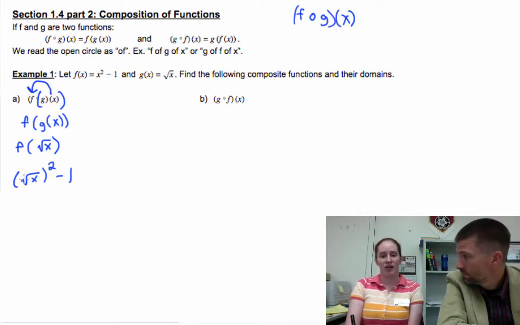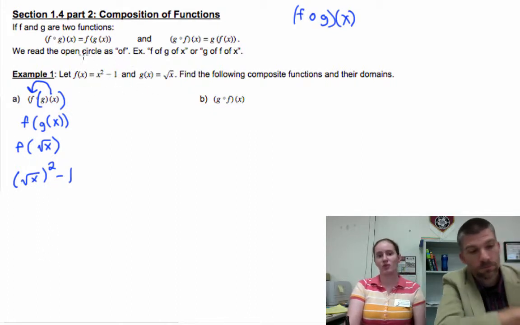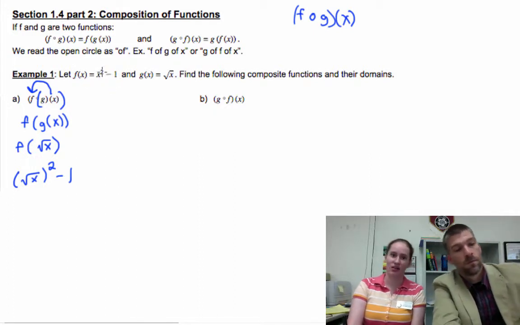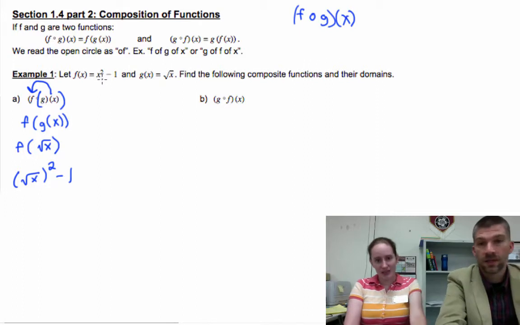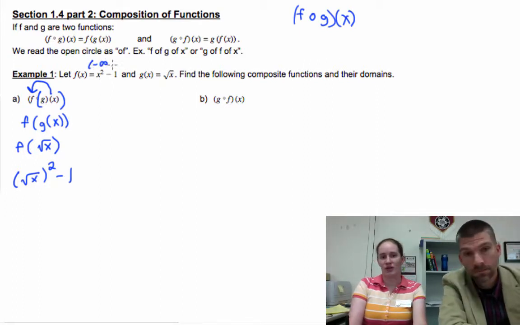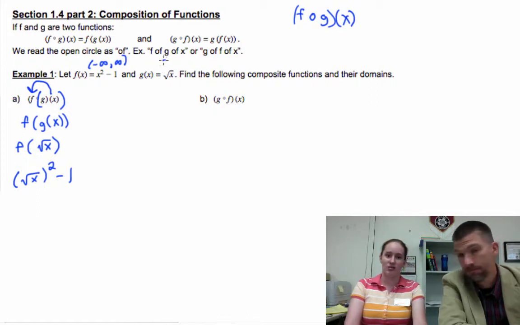We'll simplify in a second, but let's talk about the domain of each of these functions before we did anything with them. The domain of x squared minus 1: you can get your calculator out, but it's not a fraction or a square root, so it's all reals. And then this one is a square root. So what values can we not plug in? Negatives. So starting from 0 and including up. Yes, you can take the square root of 0.